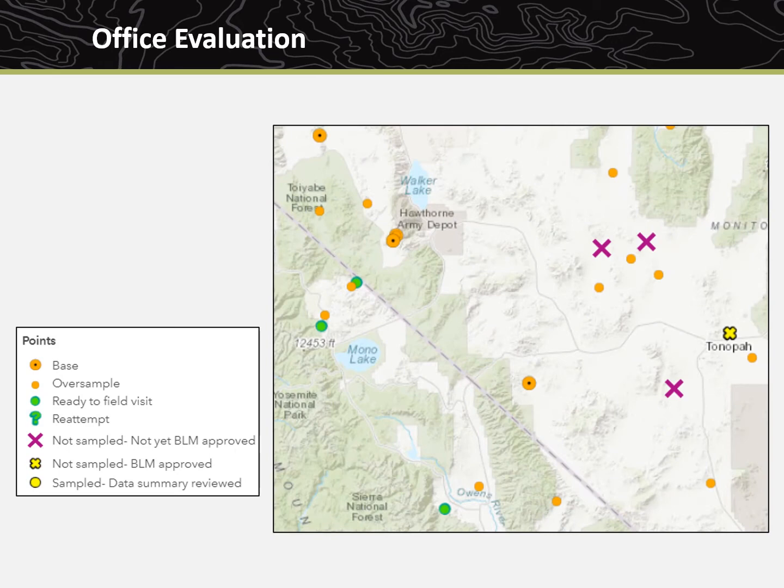Base points are symbolized on the web map using orange points with black centers. As points are evaluated, this symbology changes to assist with keeping track of which points still need to be evaluated and to assist field crews with determining which points to sample.